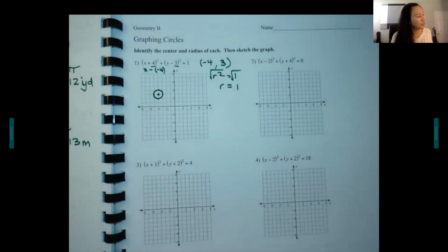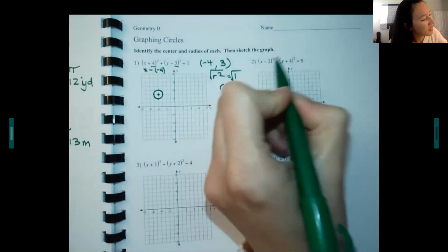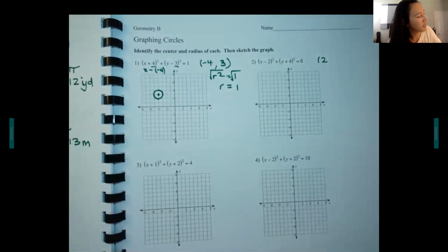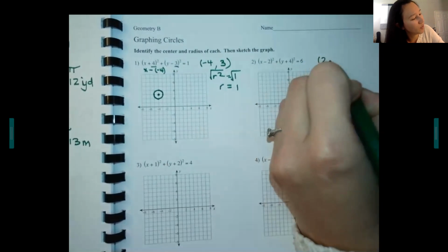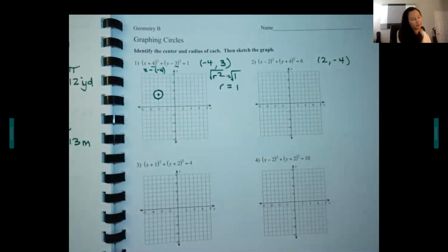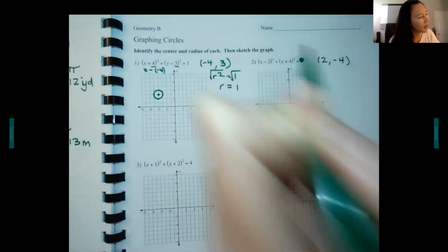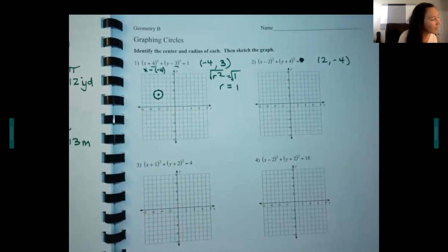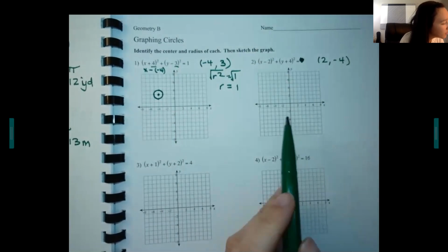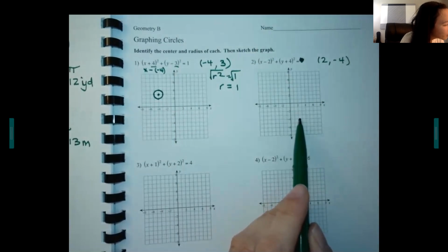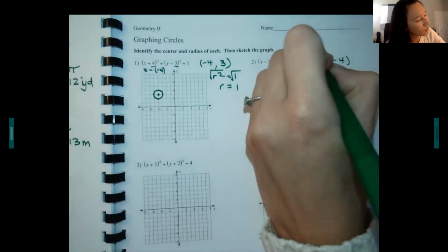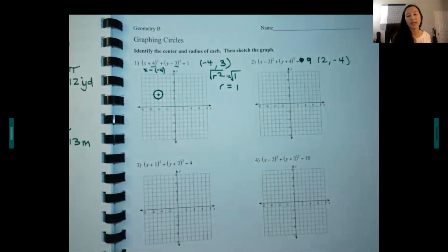Okay, and then number 2. So X minus 2, which means my H is a +2, and Y plus 4, so that's a -4. And I'm going to change this. I don't want that to be a 6 because I don't want a decimal. So let's do 2, -4. We'll say it equals 9 instead of 6 so that we don't get a decimal.